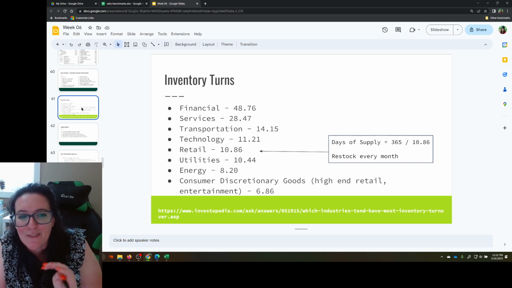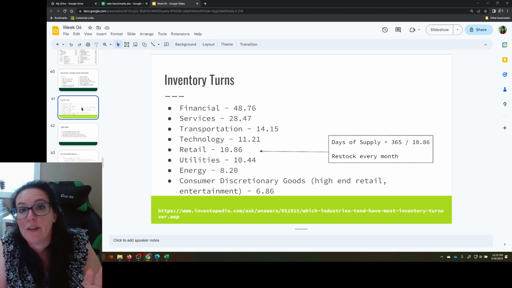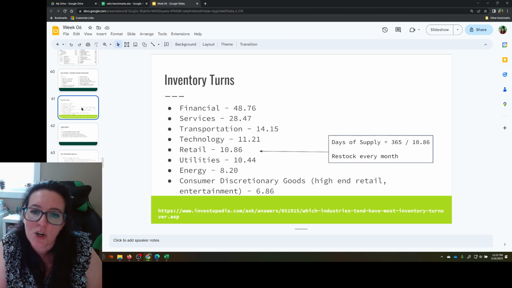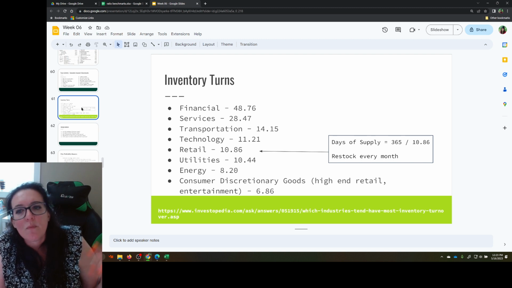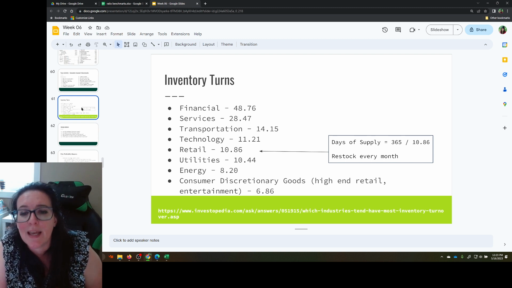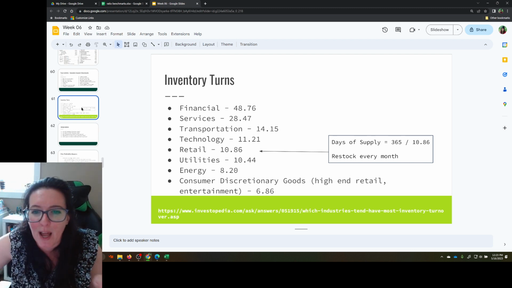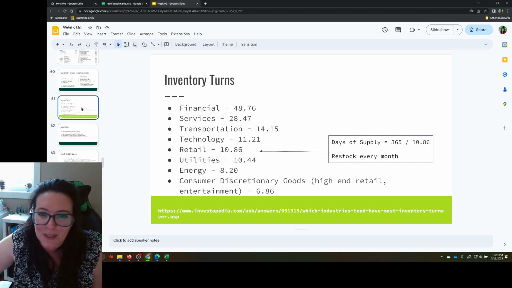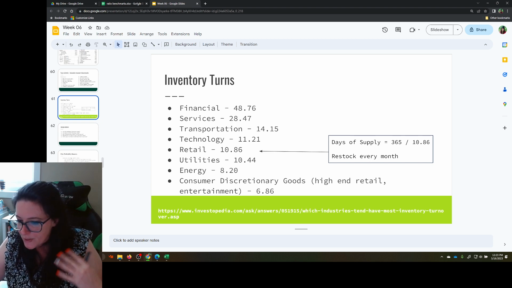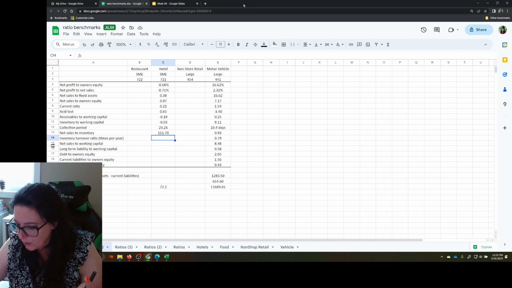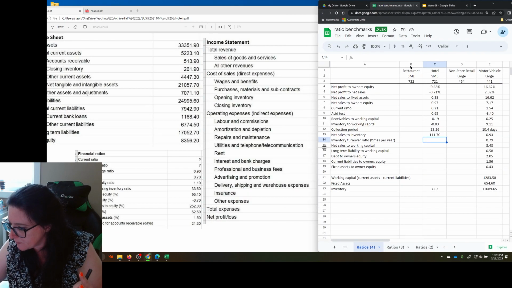Too high of inventory turns and too small of days of supply means that you have stockouts, back orders, unhappy customers. But you don't want those inventory turns to be too low, because then you're not moving inventory. No one's buying your stuff. Days of supply being too long is a problem because you're not moving your inventory. So let's go back to look at what we have here.